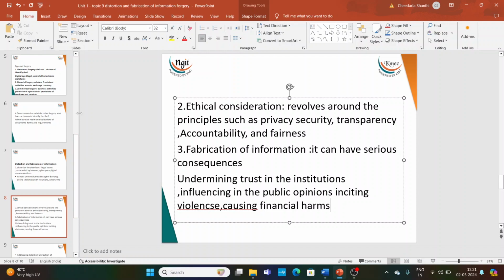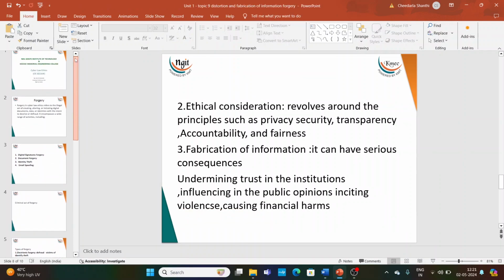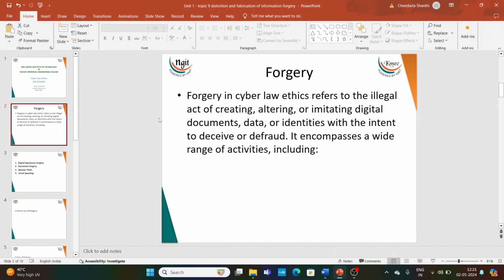Today's session, we'll talk about forgery. What will happen in forgery? What actually goes on in cyber law? Why are we going for forgery? Forgery refers to the illegal act of creating, altering, and imitating digital documents along with data, which are used for identifying the threats. It encompasses a wide range of activities online. So what will happen in forgery?